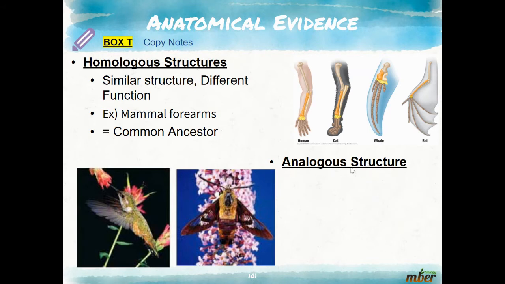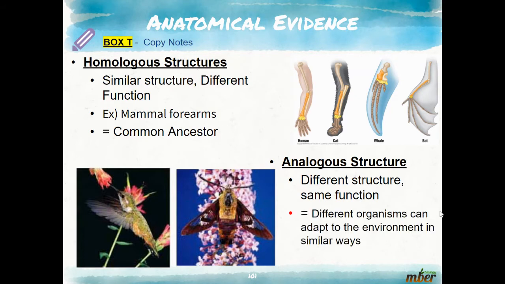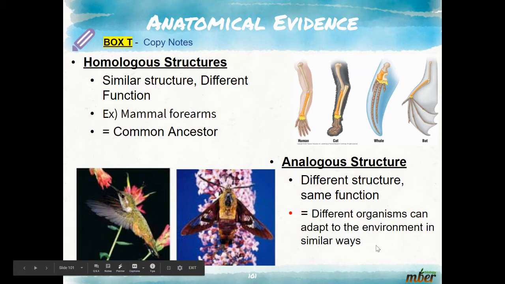Then there's analogous structures. So they have a different structure, but the same function. So bee wings and bird wings both enable them to fly, but their structure is going to be very different. Different organisms can adapt to the environment in different ways. So their ancestors adapted to be able to fly in different ways from each other, developing these unique structures.